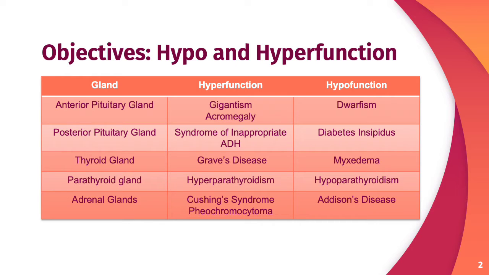For the thyroid gland, for hyperfunction, we have Graves' disease. For the hypofunction, we have myxedema. For the parathyroid gland, we have the hyperfunction of hyperparathyroidism. Its hypofunction is hypoparathyroidism. For the adrenal gland, we have the hyperfunction, which includes Cushing syndrome and pheochromocytoma, and its hypofunction is Addison's disease.